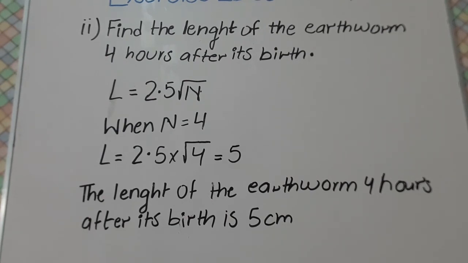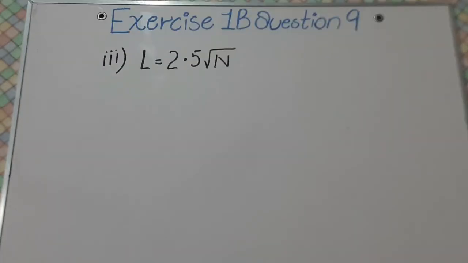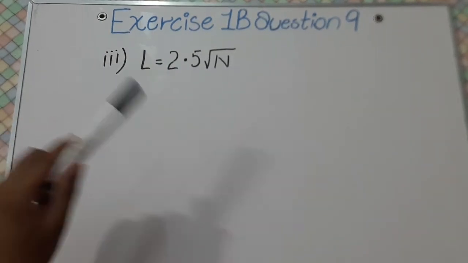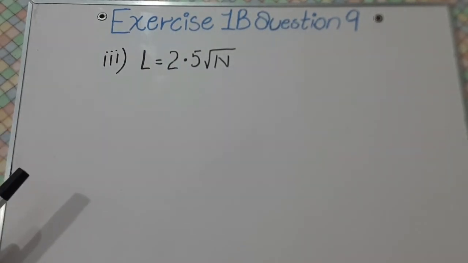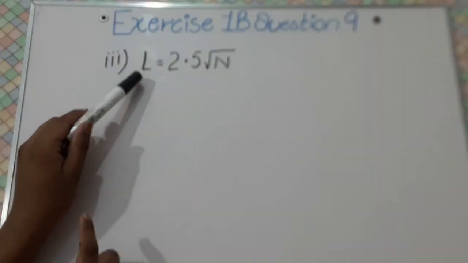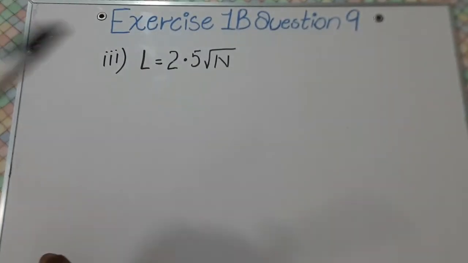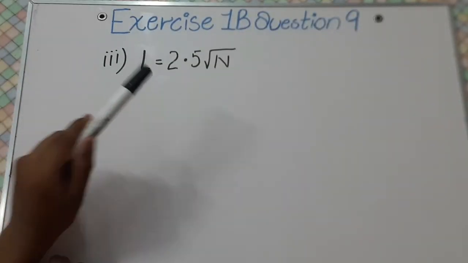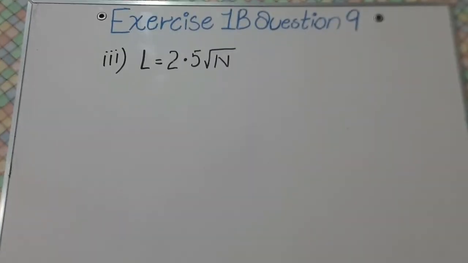Now let's move towards the last part of this question. In the last part I have not written the question, but I have written the formula. I am going to read the question for you. How long will it take for an earthworm to grow to the length of 15 centimeter? In the previous part they gave us the time of 4 hours, but we needed to find the length. But right now in the last part they have given us the length 15 centimeter and we need to find the time.